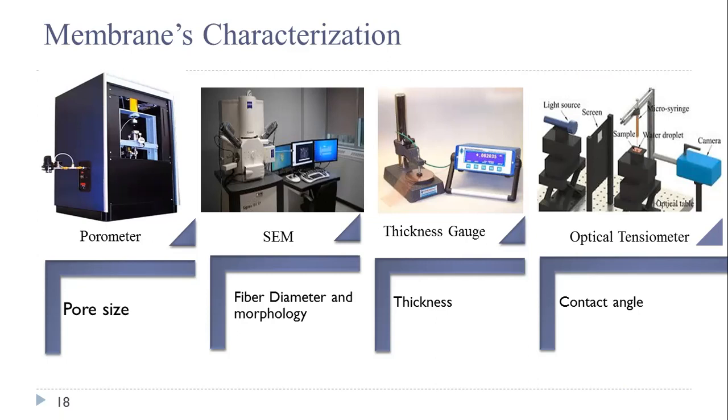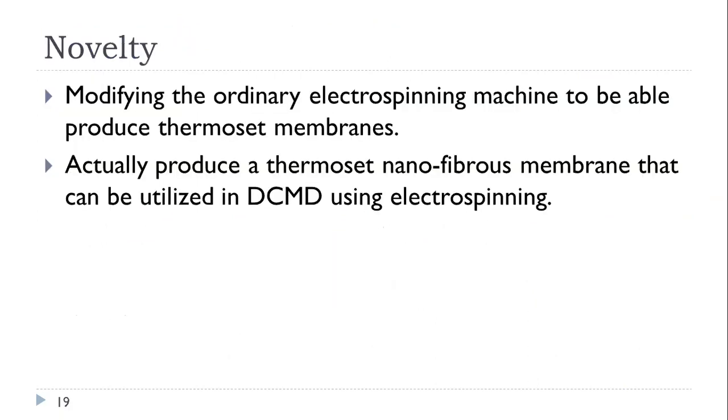And optical tensiometer is a machine that measures the contact angle. What is contact angle? It is basically we measure how much the membrane is hydrophobic by putting a drop of water on it. So contact angle is used to know the hydrophobicity of the membrane. What is the novelty of what we are doing?